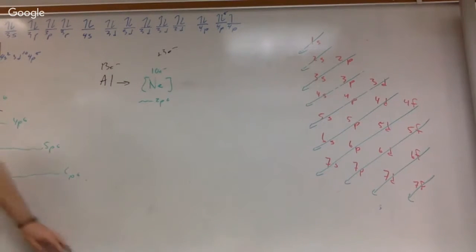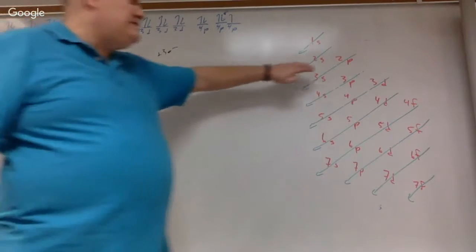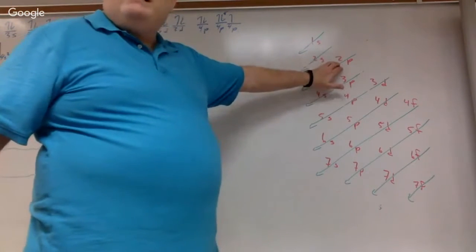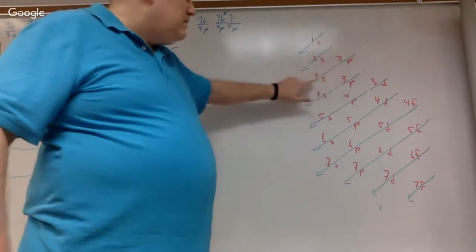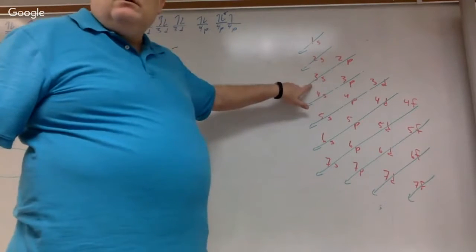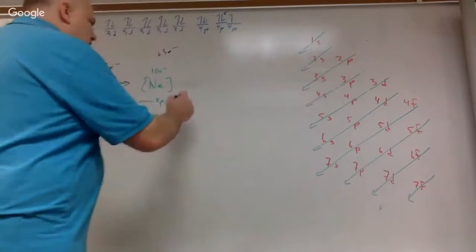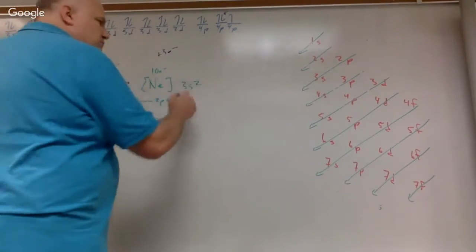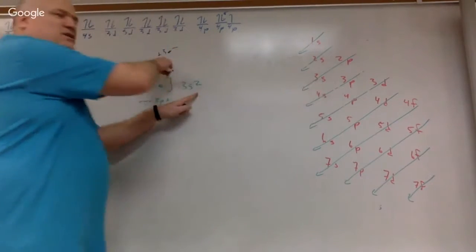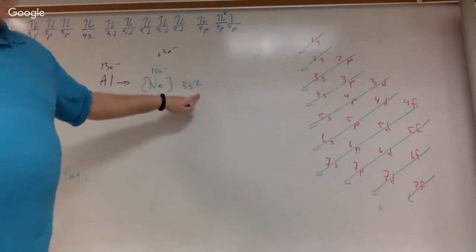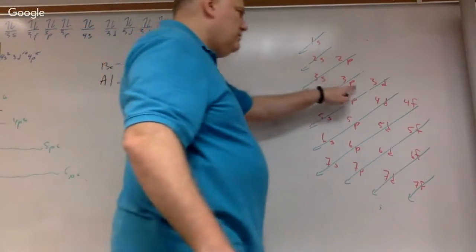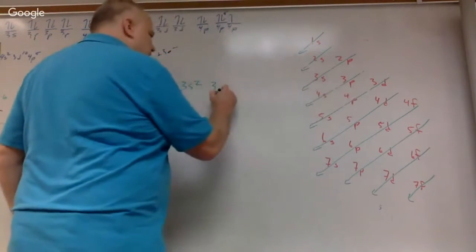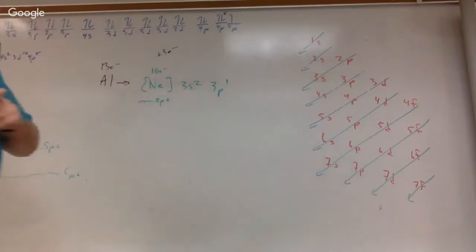So what we're going to do is this. Since we know neon goes up to 2p6, don't we go to the next thing past 2p6? And what's that going to be? Wouldn't it be 3s2? So we're just going to go neon, and then we're going to go 3s2. But then we want to put in 2 electrons of the 3 that we need. And after the 3s2, where are we going to go? 3p1. And that is short.